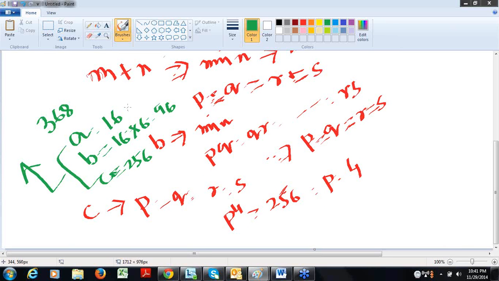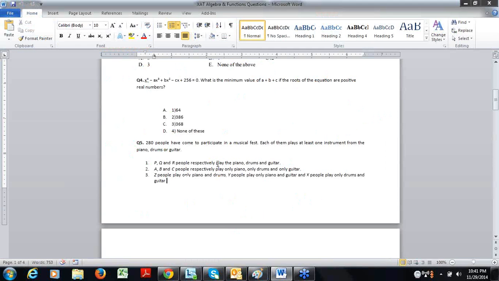A will be 4 times 4, that is 16. B will be 6 times 4 square, that means 6 into 16, 96. And C will be 4 times 4 cube, that is 256. Just add the 3 of them, so it will be 368. So we have an option as 368. Yes, we have option number C. We'll go ahead and mark option number C as 368.